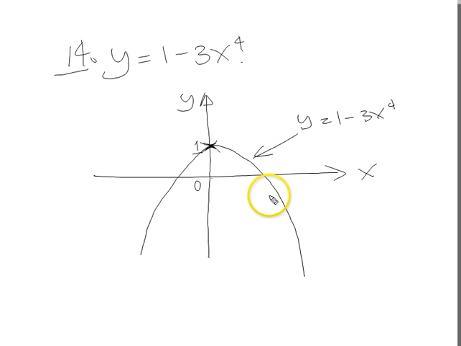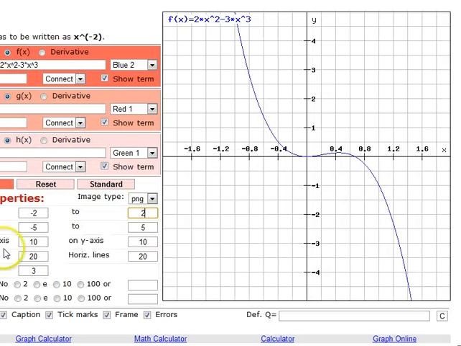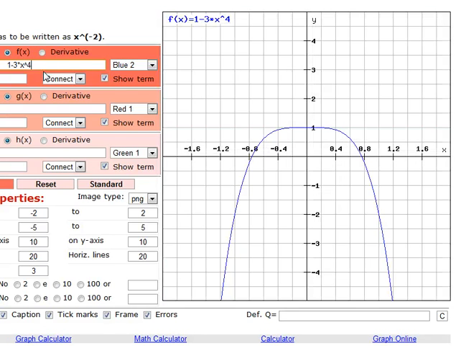Not a really great quality sketch there. Let's have a look on our plot then. 1 minus 3x to the 4. See what that gives us, shall we? So let's try that one. 1 minus 3 times x to the power 4. There we go. Goes up, flattens out, and goes back down. And characteristically it looks like this. Nice little graph that. It's done from -2 to 2, which is quite a nice selection there because it shoots off very quickly.